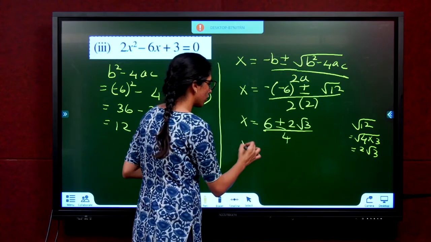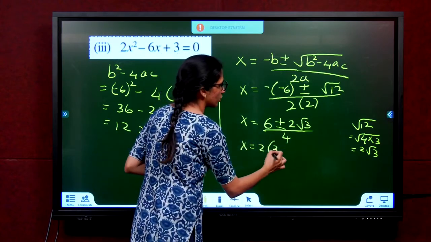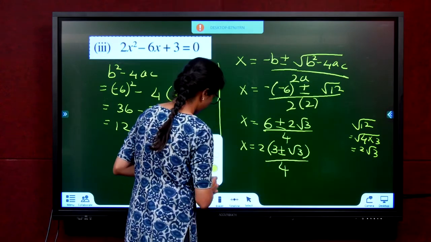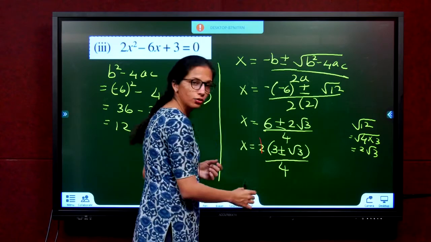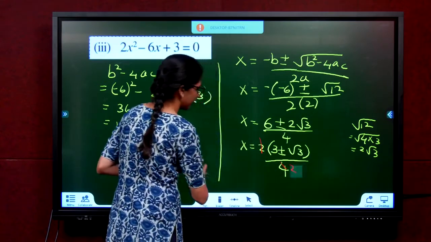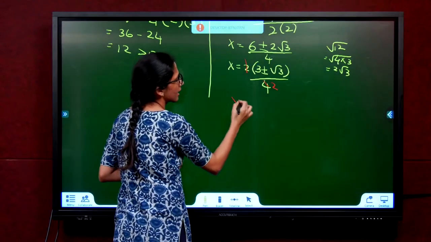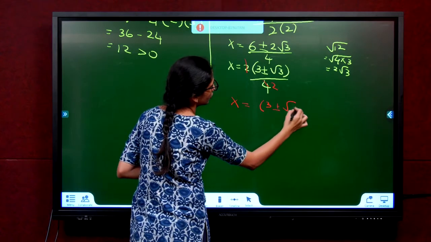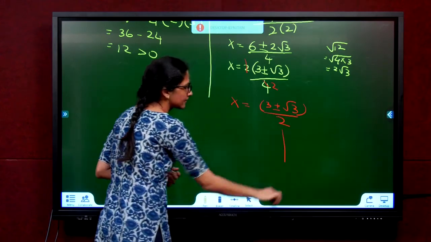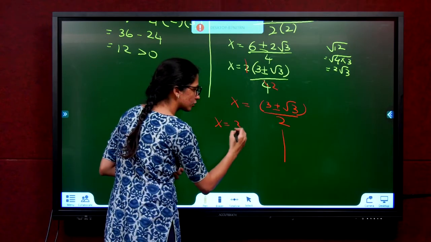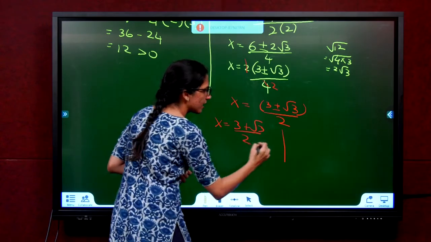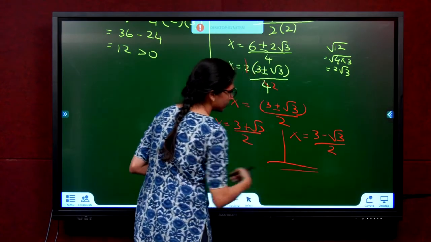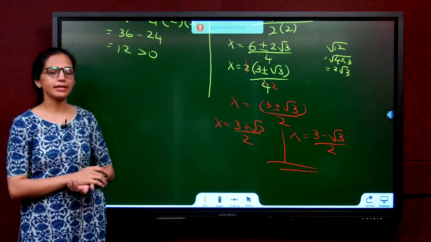Can I take 2 on top as common? Yes. So you're left with 3 plus or minus √3 by 2. 2 ones are 2, 2 twos are 4. So what are the two possible solutions? x is equal to (3 + √3)/2 and x is equal to (3 − √3)/2. These are the two roots of the quadratic equation.